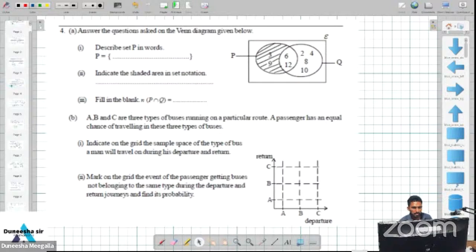What are these 3, 6, 9, 12? Can you tell me? Satish? Multiples of 3. Yes, multiples of 3. We can write the multiples of 3 between which numbers? Multiples of 3 between 1 and 15.